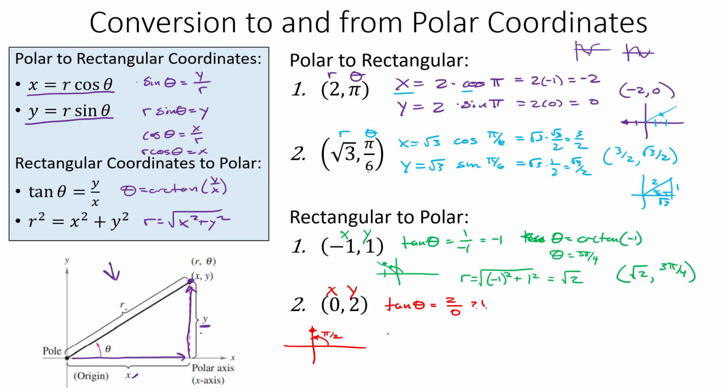All right, and then my radius would be the square root of 0 squared plus 2 squared, well, that's going to be 4 under there. Square root of 4 is just 2. So I get r is 2. My theta is pi over 2. And there we go. All right, so that's how we convert back and forth between our points.